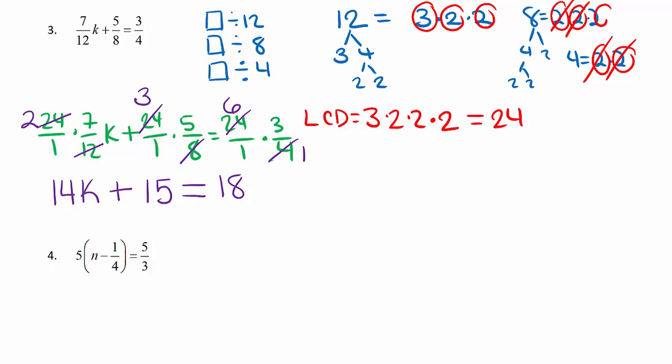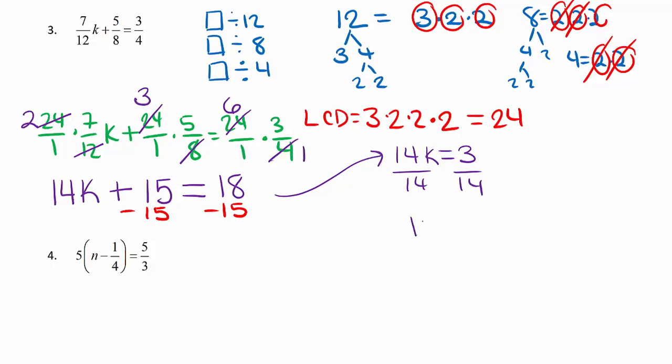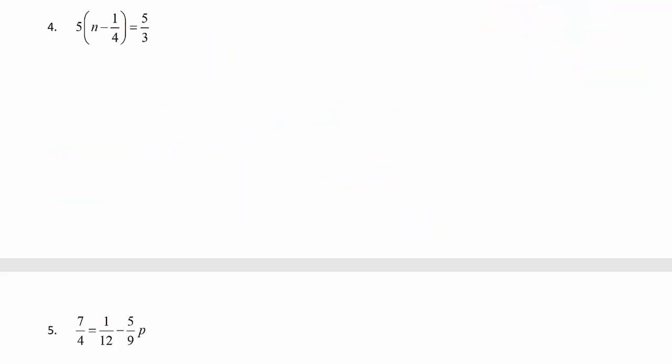And now I have an equation that's a little bit easier to solve. To get the k by itself, I have to subtract the 15. So 14k equals 3, and then I would divide both sides by 14, and k equals 3/14. Now, if your equation has parentheses in it, I recommend that you get rid of the parentheses first.